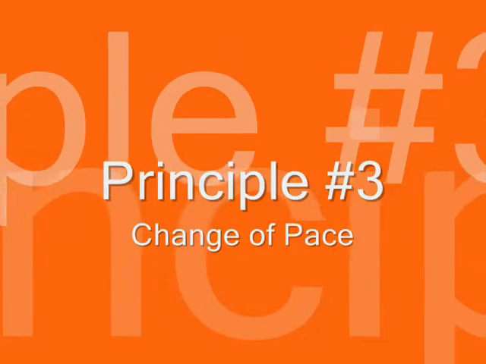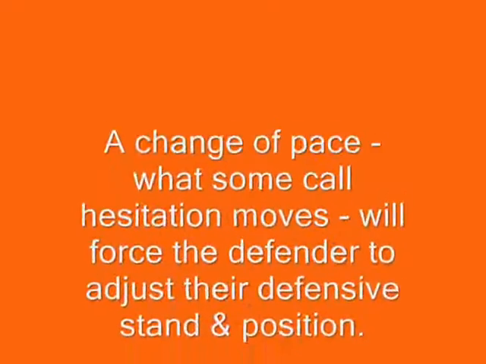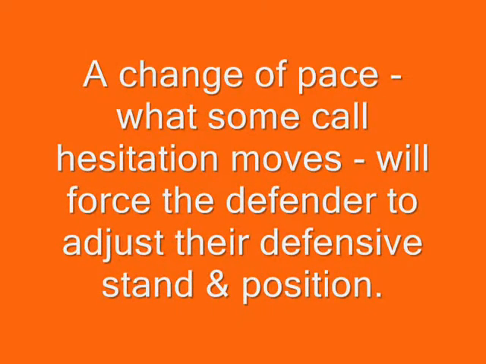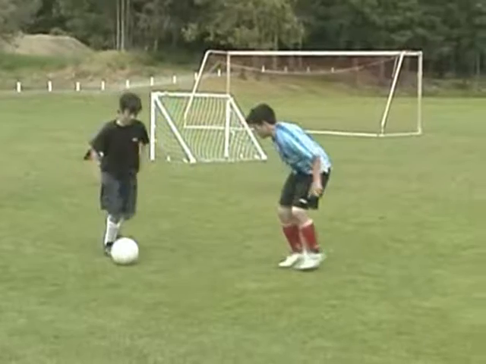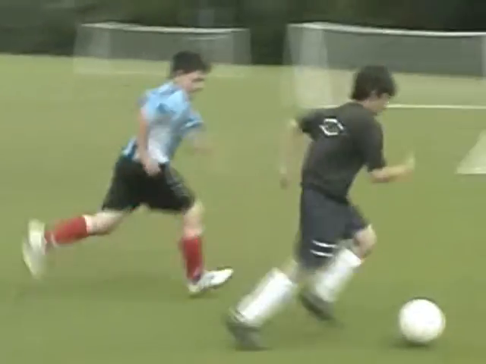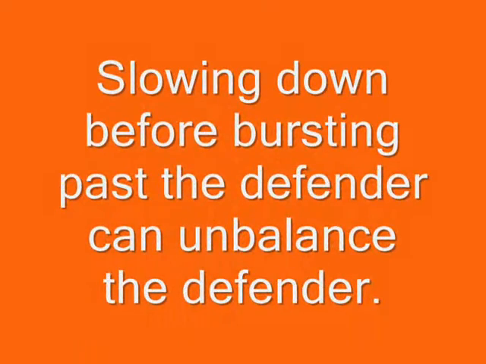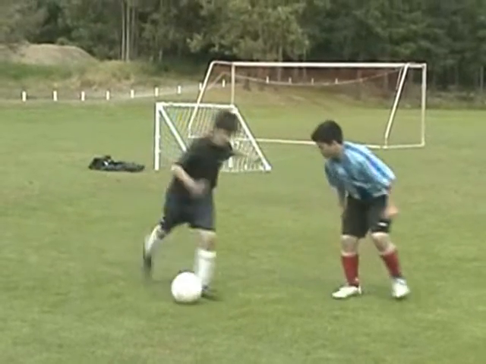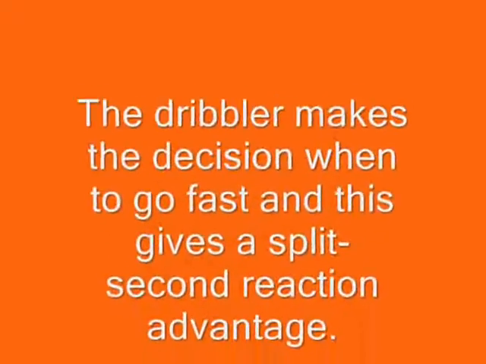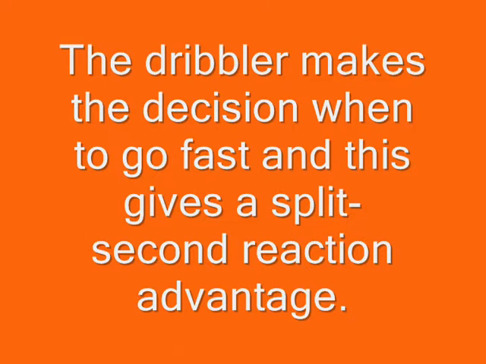Principle number 3. Change of pace. The change of pace, what some call hesitation moves, will force the defender to adjust their defensive positions. Have a look at it here. Quick hesitation, a burst forward does the trick. Slowing down before bursting past the defender will unbalance the defender. The dribbler makes the decision when to go fast, and this gives a split-second reaction advantage.